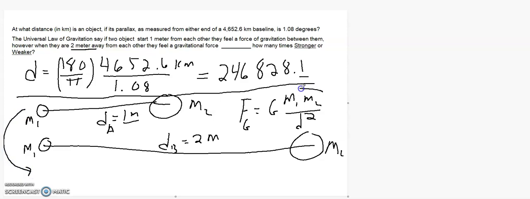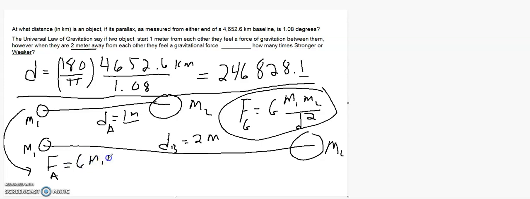And so this is a general equation, all right? And so the force, I'll call this force of A. It's the force in situation A, so that's the above situation. In situation A, they are a distance of 1 meter, so the force is G times M1 times M2 divided by 1 squared. All right, so that's it.